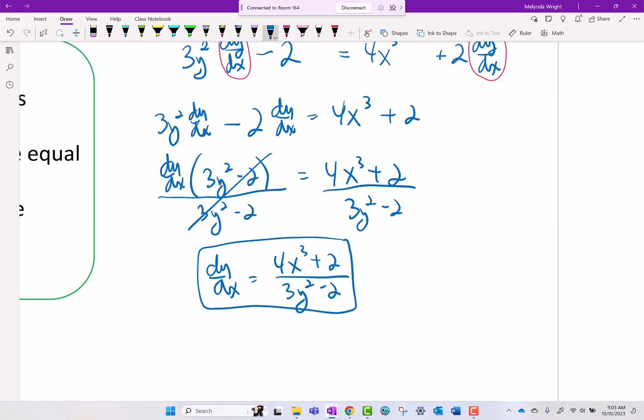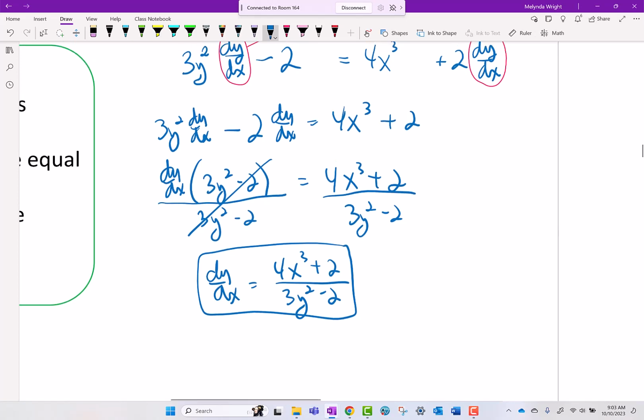Yes. So if they were fractions, I would still factor out the dy/dx and leave the fraction there. Then that would make a complex fraction when I divide by it, and that would just involve a lot more algebra. Yeah. Any other questions?